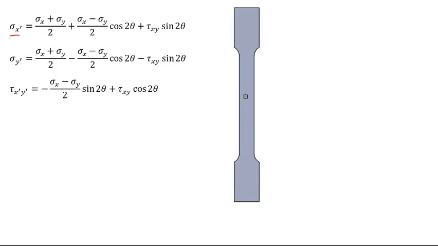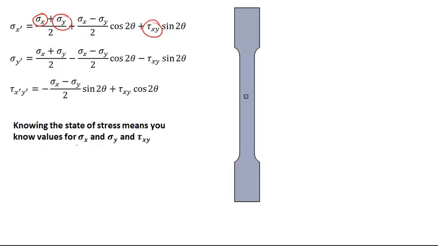The length of the arrows I found using the stress transformation equations, with sigma x prime in blue, sigma y prime in red, and the shear stress tau x prime y prime in black. To solve the problem, I first had to have knowledge of sigma x, sigma y, and tau xy, and that's all I need to generate the transformed stresses at any value of theta.